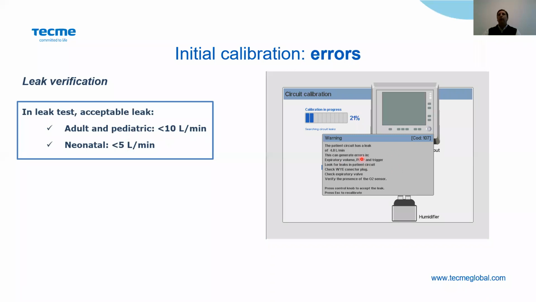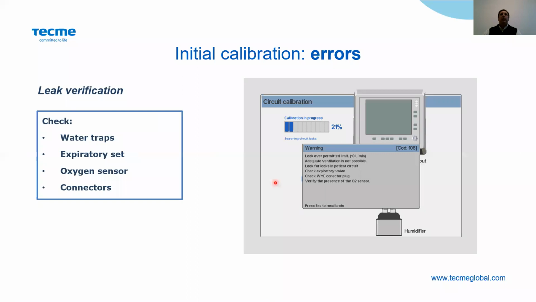But there are some errors that can appear during the ventilation. If we have leakage during the initial calibration, we may have error on the measurement of the expiratory flow, on the PEEP, and also on the trigger. In neonates, this leak is up to 5 liters per minute. If the leakage is bigger than 5, in neonate category, we are not going to be able to continue with the calibration, and we must solve the problem.